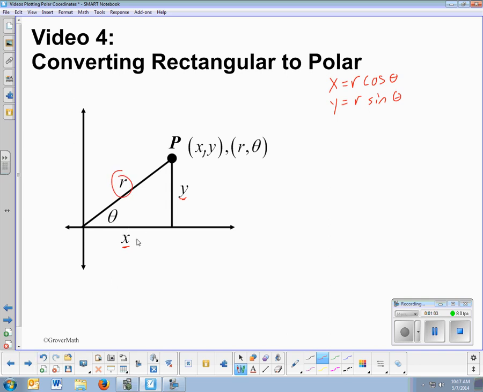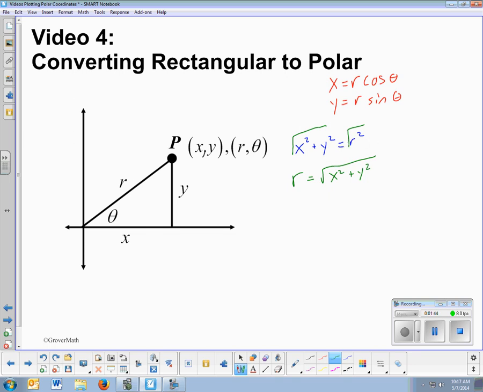Pretty simply, we remember that this is a right triangle, and so you can get r by doing the Pythagorean theorem. If we write our Pythagorean theorem out, that would be x squared plus y squared, the square of the two legs added together, equals your hypotenuse, which we're saying is r squared. Well, we don't want r squared, we want r. So how can we get r? We could take the square root of both sides. And so the formula for r comes from the Pythagorean theorem, the square root of x squared plus y squared.